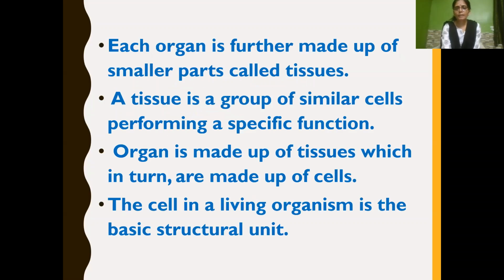So children, till now we have learnt that each organ is made up of smaller parts, which we call tissue. What is tissue? Tissue is a group of similar cells grouped together and performing a specific function, and tissues grouped together form an organ. That is, an organ is made up of tissues, which in turn are made up of cells. So what is a cell? A cell in a living organism is a basic structural and functional unit.